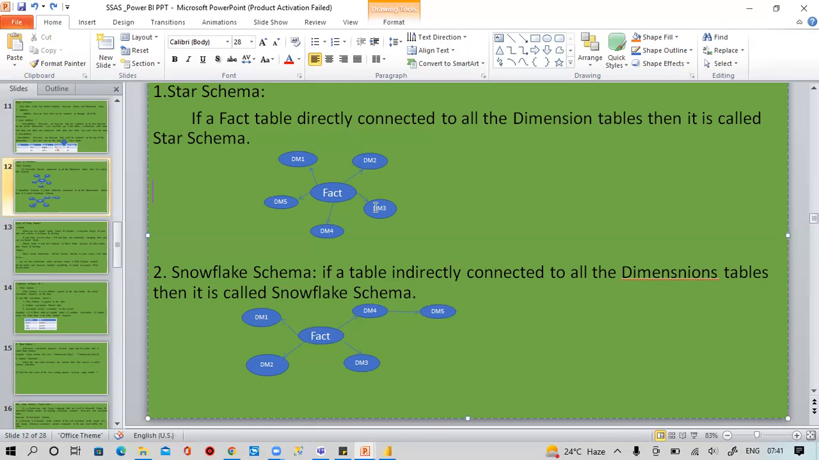Performance also improves. I mean, data retrieval is also very fast in the visuals. As much as you can, do the star schema. If it is not possible, then go with the snowflake schema.